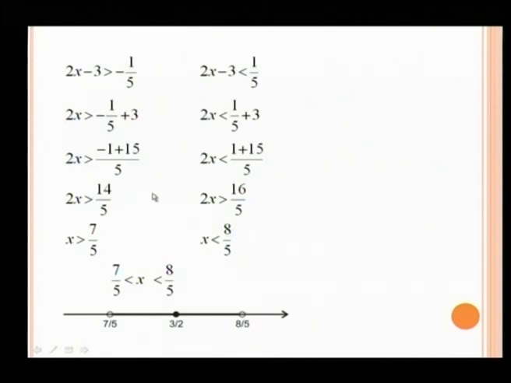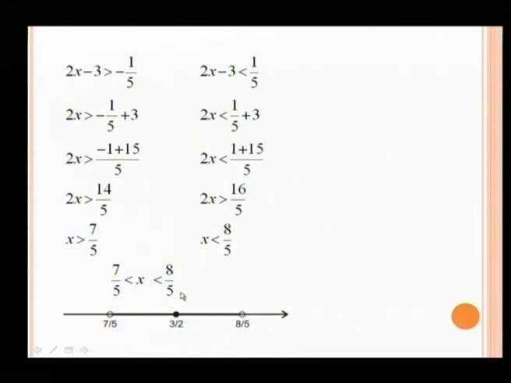By solving these two cases, for the first case we have 2x minus 3 is greater than minus 1 by 5, which results in x greater than 7 by 5. Considering the second case, we have 2x minus 3 is less than 1 by 5, so x is less than 8 divided by 5. So the final solution set for the above inequality becomes x greater than 7 by 5 and x less than 8 by 5. Means x would lie between 7 by 5 and 8 by 5.